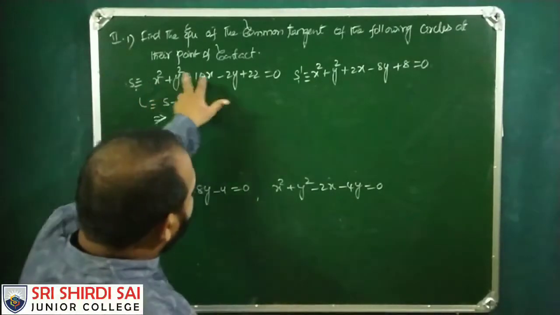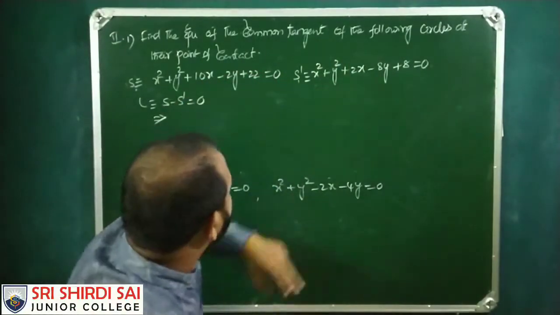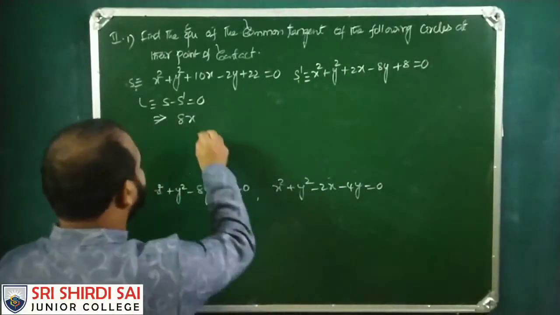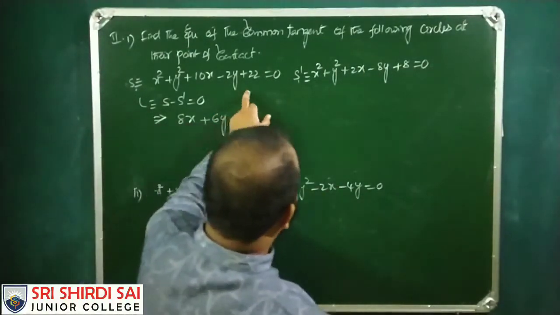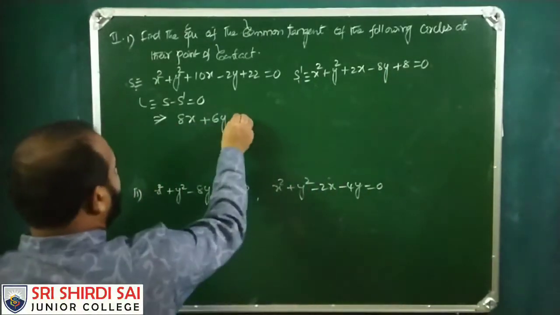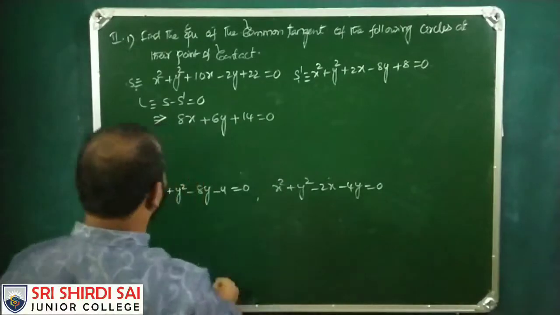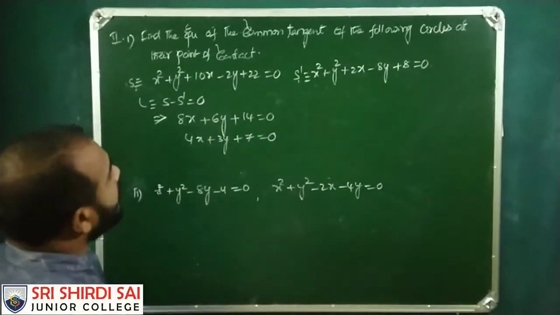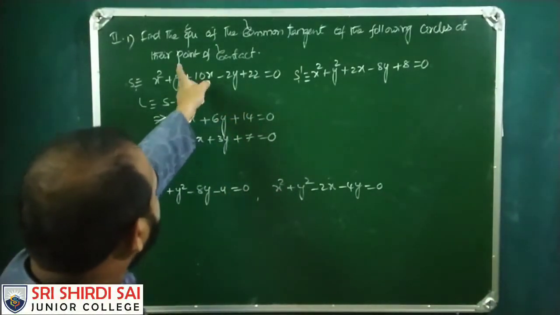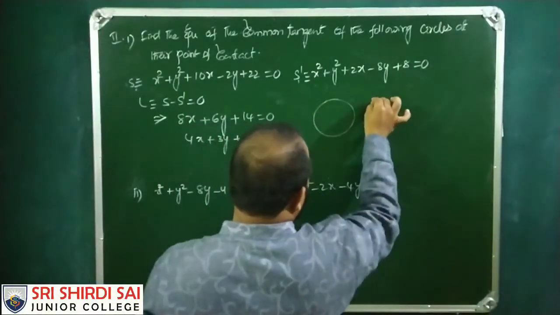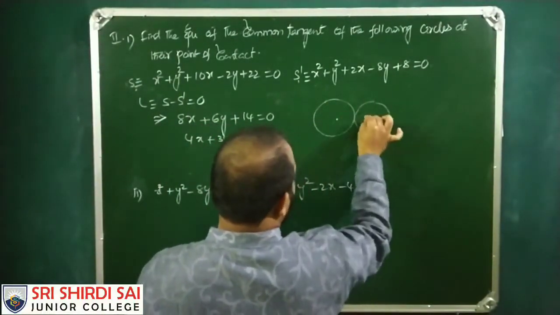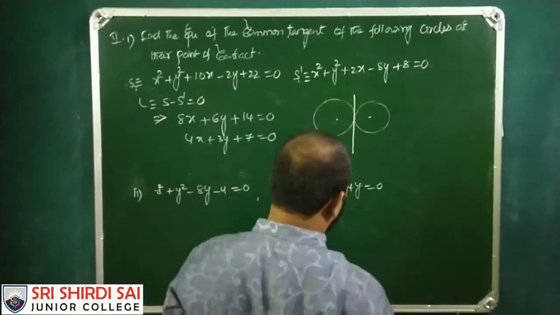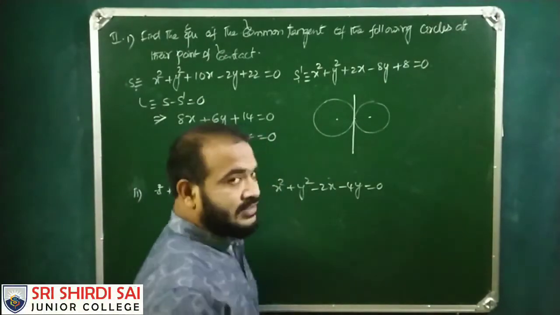X square plus y square minus of x square plus y square gets cancelled. 10x minus 2x is 8x. Minus 2y plus 8y, 6y. 22 minus 8 is 14 equals to 0. Therefore, this is 4x plus 3y plus 7 equals to 0. This is the common tangent at their point of contact. That means these two are the circles touching each other, and at this point of contact, this is the equation of the tangent. This equation of the tangent we obtained by the concept of radical axis.